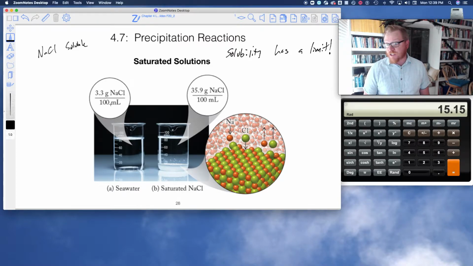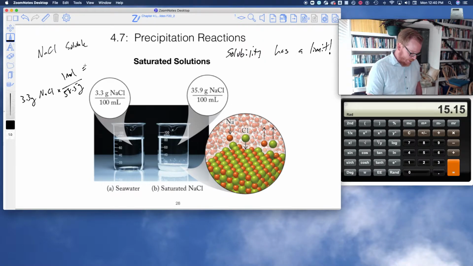We could also convert that into a molarity if we wanted to, right? By converting the grams of sodium chloride into moles and the 100 milliliters into liters. Let's just do that really quick. Why not? 3.3 grams of NaCl. Quick math: 23 plus 35.45 is 58.45, so let's just say 58.5 grams of sodium chloride in 1 mole.